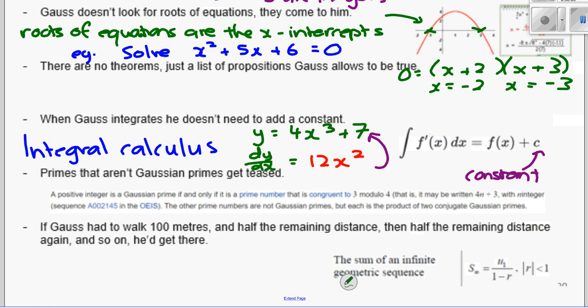So when we integrate, we generally write plus c at the end because we don't know what that mysterious constant was. If we only know that was the derivative, and we were asked to go back, we could say we know this came from 12x squared, when you integrate it was 4x cubed. We don't know what the constant term was, so we just write plus c. So when Gauss integrates, he doesn't need to add a constant. He just goes to there.